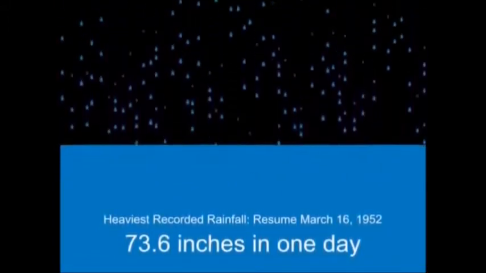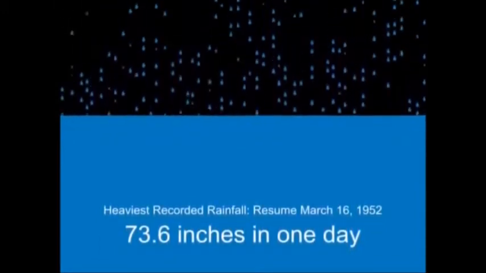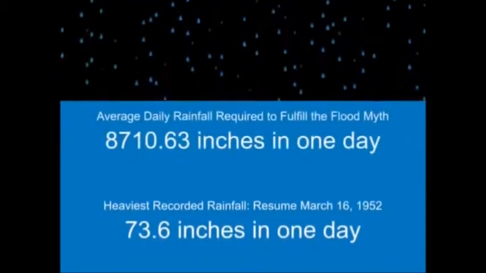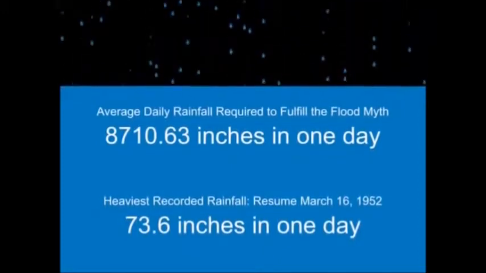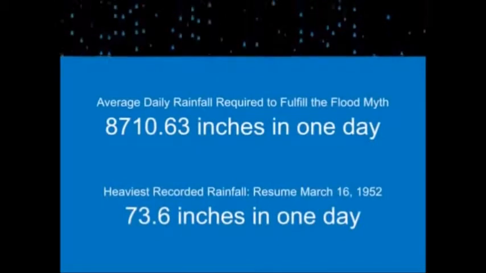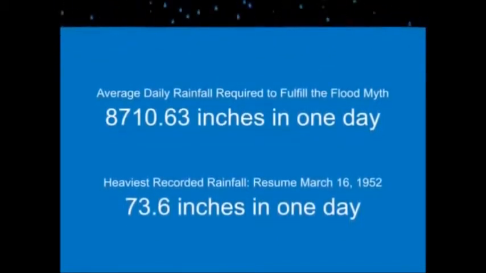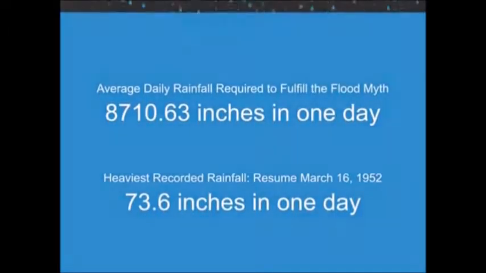But in order to raise sea level 8.85 kilometers in 40 days, it would need to rain 8,710 inches per day. This is 118 times heavier than the heaviest rains ever recorded, which it would need to do for 40 days straight.